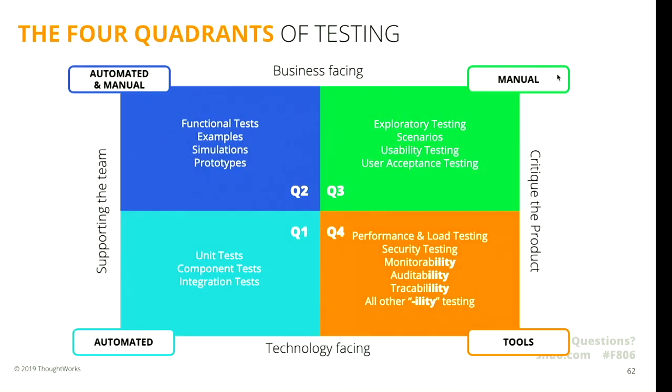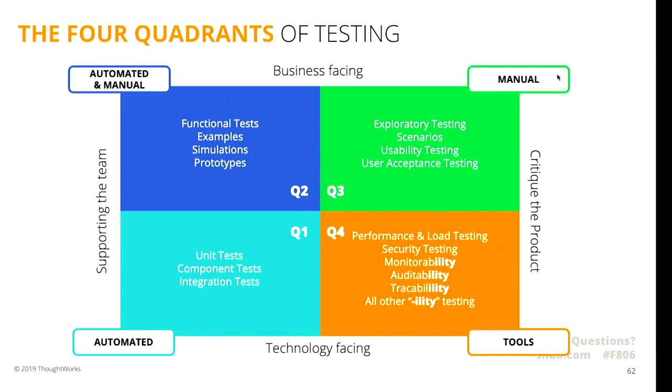So we have, starting with the bottom left, the first quadrant, with our unit tests, component tests, and integration tests, which are fully automated and are technology facing. And then moving to the second quadrant, we've got automated and manual tests, like the functional tests, simulations, or prototypes. Third quadrant has some manual tests, which are usually done by the QA, for example, exploratory testing or usability scenarios.